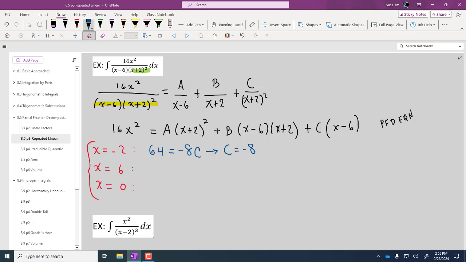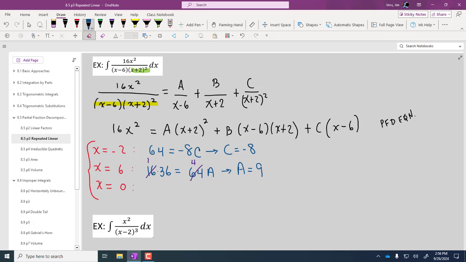Now we plug in 6. 6 on the left, we have 16 times 36. We'll figure that out in a moment. On the right, we plug in 6. This one is gone. This one is gone. Both of these have a 6 minus 6 in them. Over here, we have 8 squared. That's 64 times a. We can do a cancellation here. 16 goes into 16 once. 16 goes into there 4 times. So we can finish this off. A is going to be 9. Divide both sides by 4.